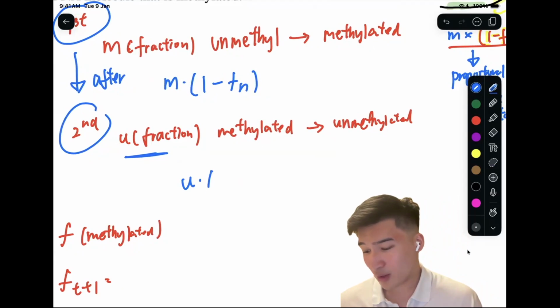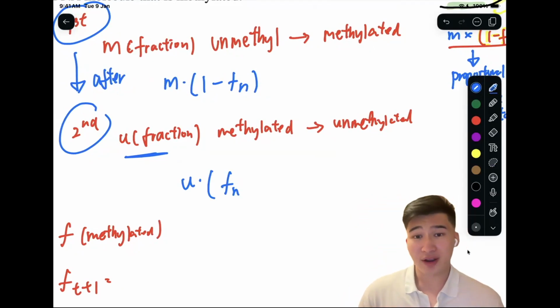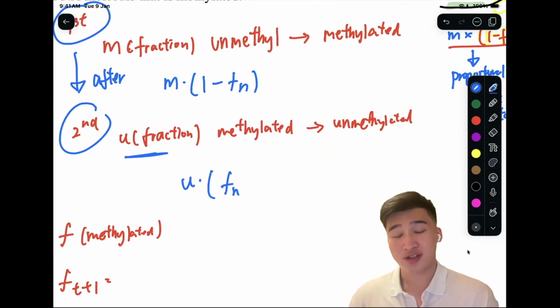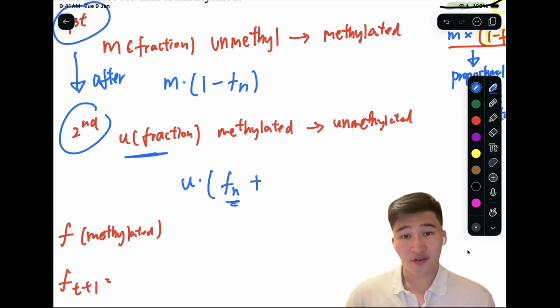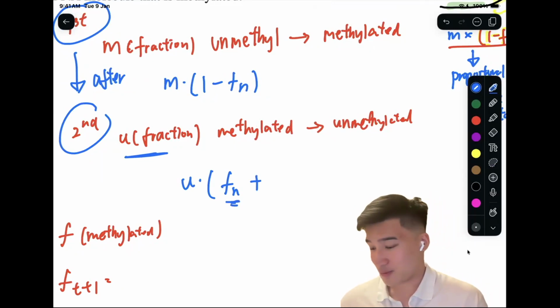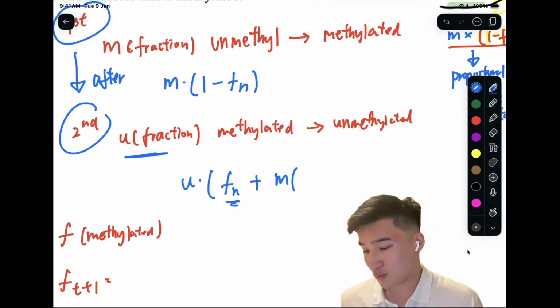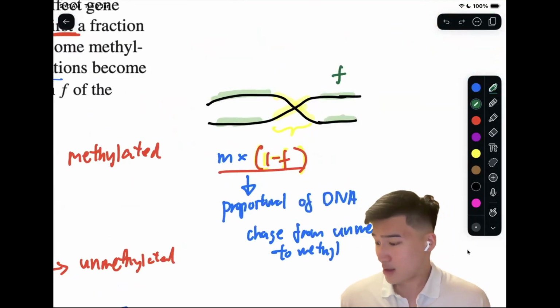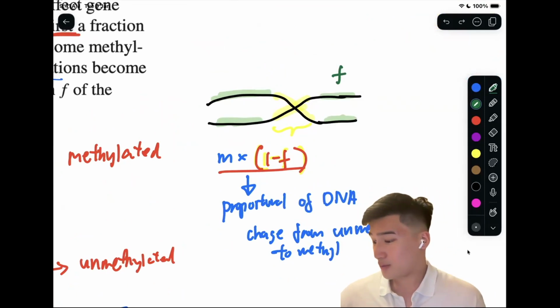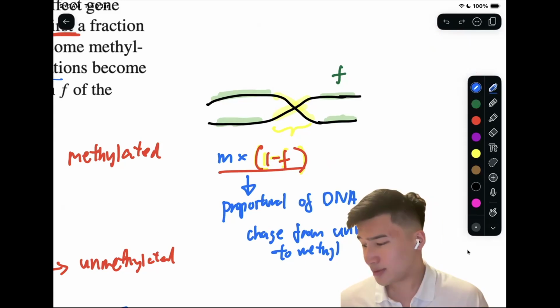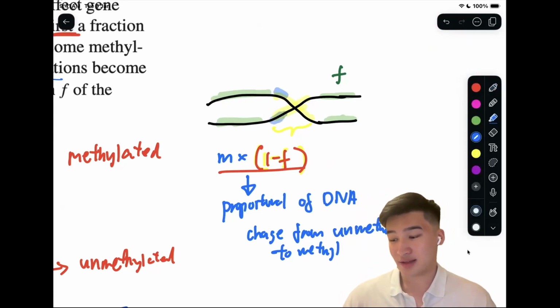But first of all, we have to remember that originally there's already a proportion of DNA that's methylated, and that's what we call Fn, right? We also have our newly methylated DNA, which is our M times 1 minus Fn. Let's look at this diagram again. Remember, green are the methylated, and yellow is the unmethylated. Now, let's do a blue color. The blue color basically says that some of those unmethylated has been turned.